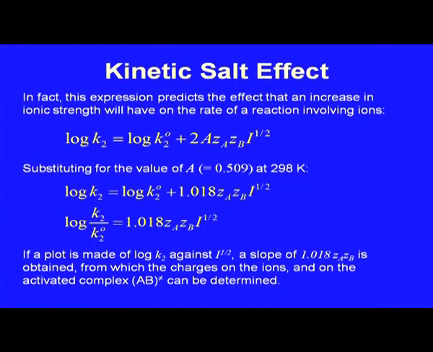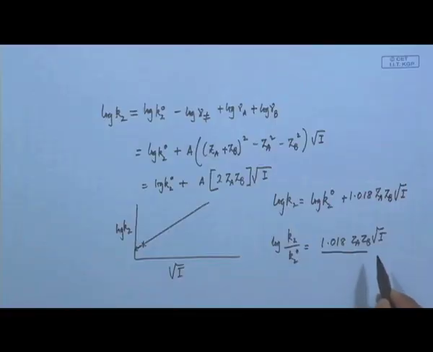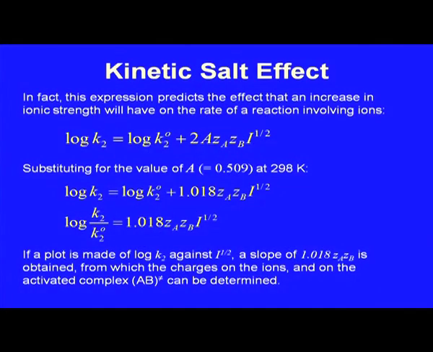So, this means if we plot log K2 against the square root of ionic strength, the slope will be this, and this is obtained, and from it the charge on the ions and on the activated complex can be calculated, can be determined experimentally. Okay.